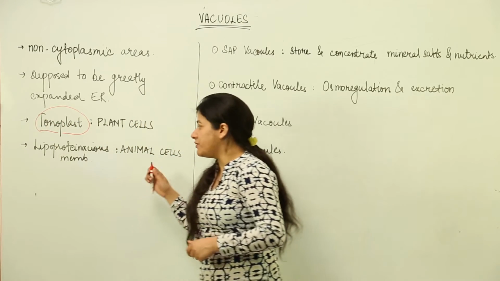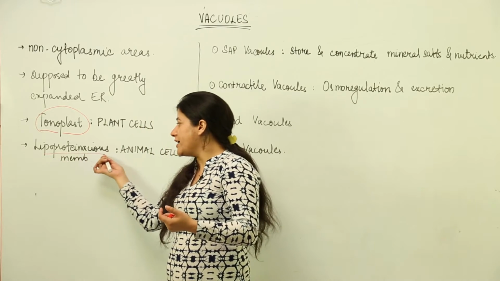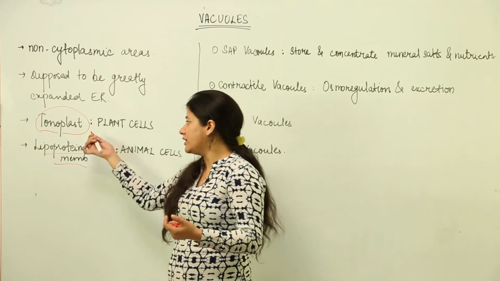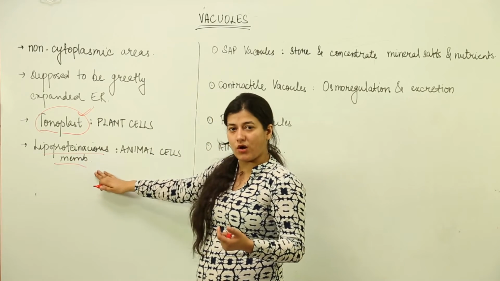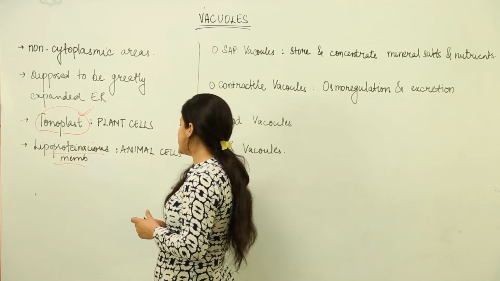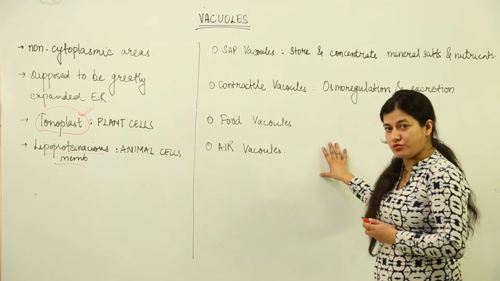And in case of animal cells, if a vacuole is present, that would be bound by a lipoproteinaceous membrane. This tonoplast happens to be semi-permeable, and so is the lipoproteinaceous membrane in case of animal cells. And now we see what are the types of vacuoles which would be found.